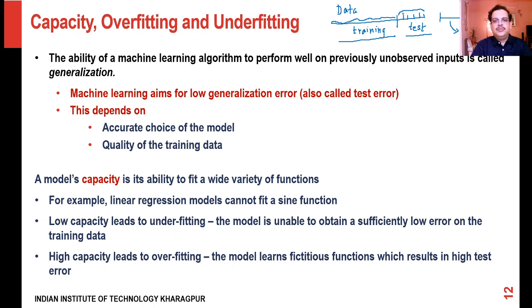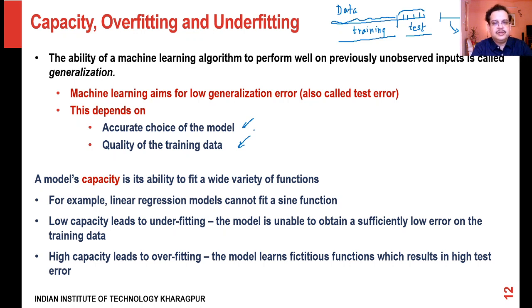So we want to minimize the test error or the generalization error, but this depends on two things. One is the accuracy of the model, and the second is the quality of the training data, that is, how well does the data represent reality. Obviously, if the data is skewed, like you saw in Simpson's paradox, or if the data is inadequate, then your learning will not be good enough. The other very important part is how do we accurately choose a model.